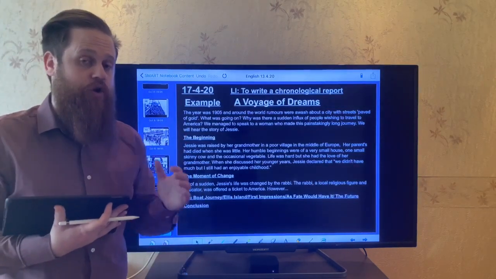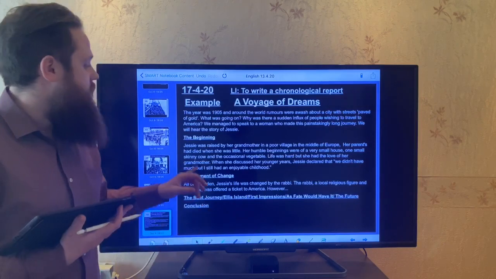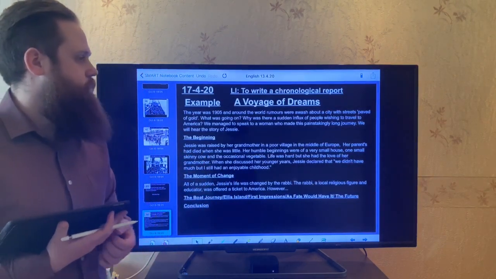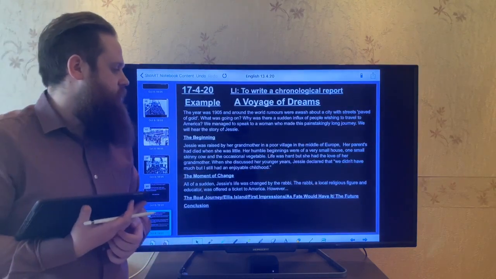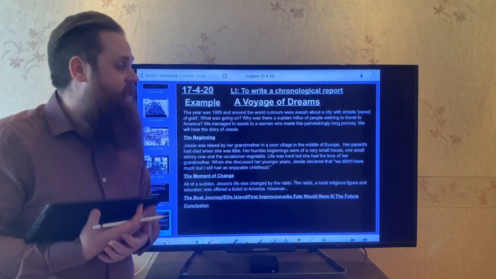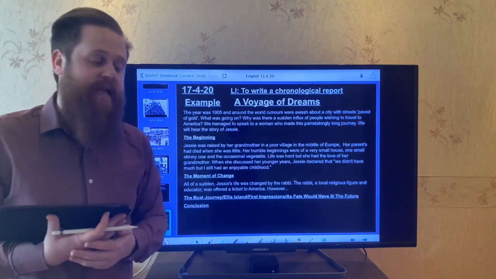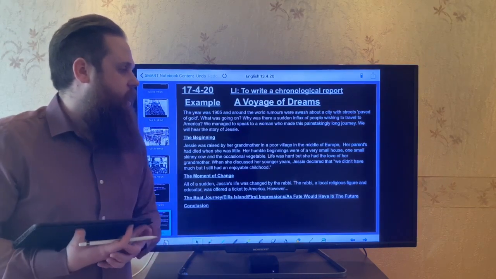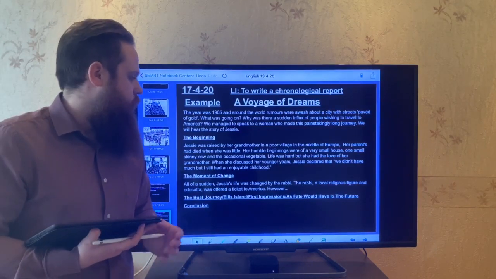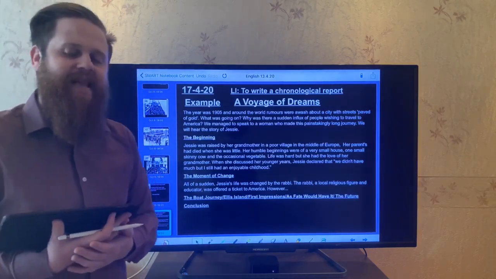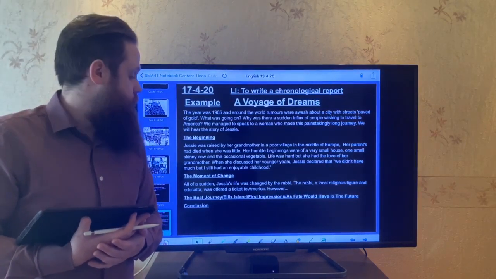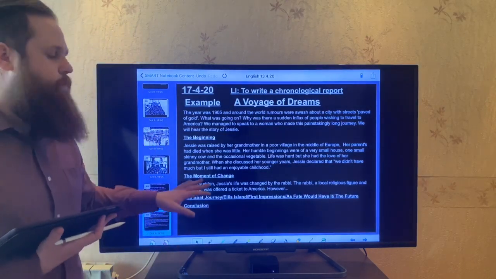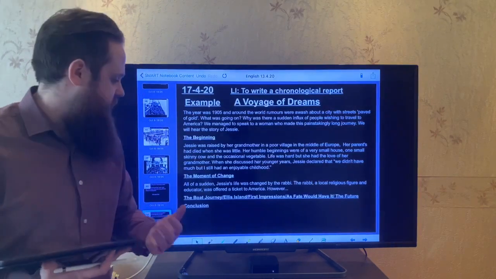And I'm going to start at the beginning because it's a chronological report. The beginning. Jessie was raised by her grandmother in a poor village in the middle of Europe. Her parents had died when she was little. Her humble beginnings were of a very small house, one small skinny cow, and the occasional vegetable. Life was hard, but she had the love of her grandmother. When she discussed her young years, Jessie declared that we didn't have much, but I still had an enjoyable childhood.